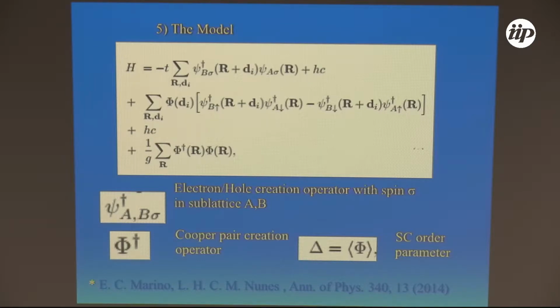But it's a peculiar one because the superconducting order parameter is the expectation value of phi. And it will involve Cooper pairs belonging to these different oxygen sublattices. This is inspired by a result we got in this paper from the spin fermion model.